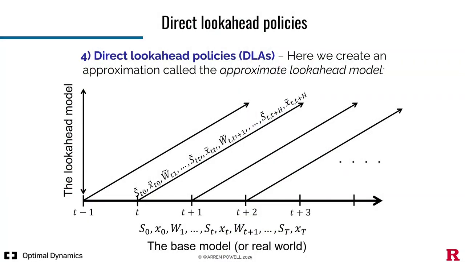Now, the final class of policy is what I call the direct look-ahead approximations. This is where you make a decision now by planning into the future. You actually have to fully plan into the future. And you need what I refer to as a look-ahead model.